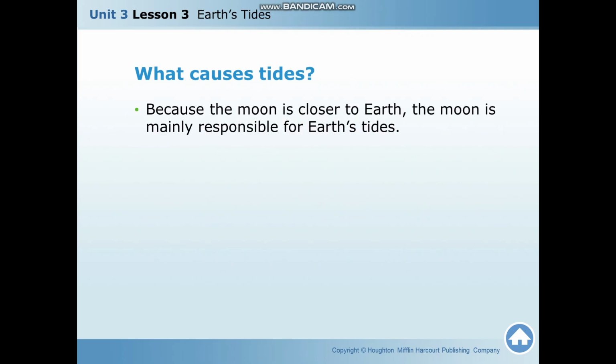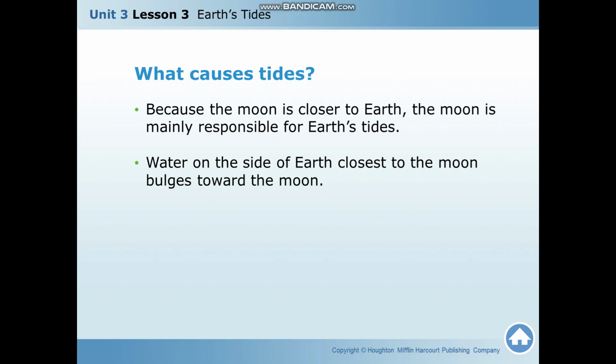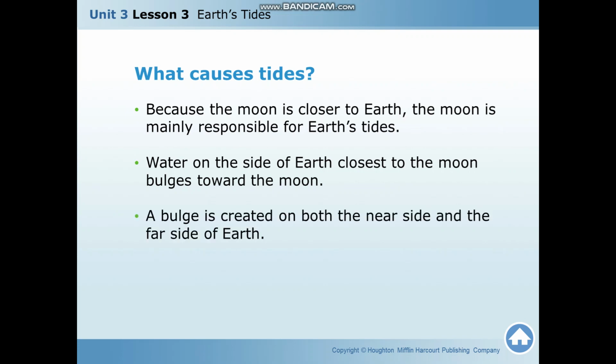What causes tides? Because the moon is closer to Earth, the moon is mainly responsible for Earth's tides. Water on the side of Earth closest to the moon bulges toward the moon. A bulge is created on both the near side and the far side of Earth.